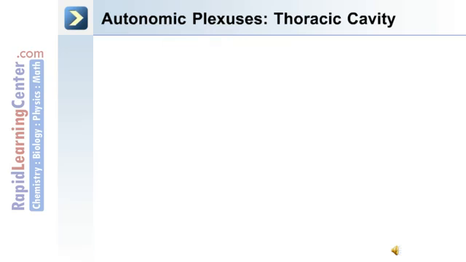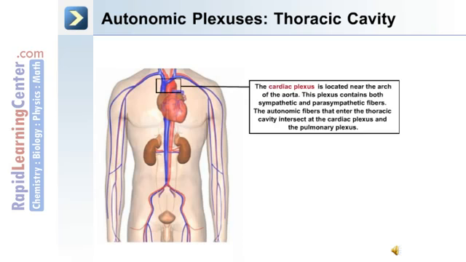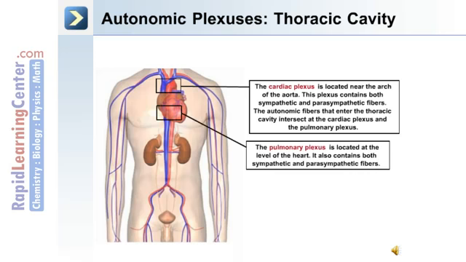Let's continue our discussion of the autonomic plexuses, beginning with the plexuses in the thoracic cavity. The cardiac plexus. The cardiac plexus is located near the arch of the aorta, and this plexus contains both sympathetic and parasympathetic fibers. The autonomic fibers that enter the thoracic cavity intersect at the cardiac plexus and the pulmonary plexus. The pulmonary plexus is located at the level of the heart, and it also contains both sympathetic and parasympathetic fibers.